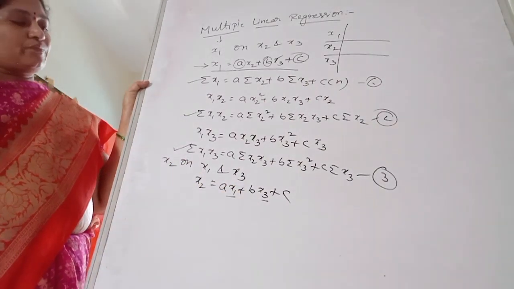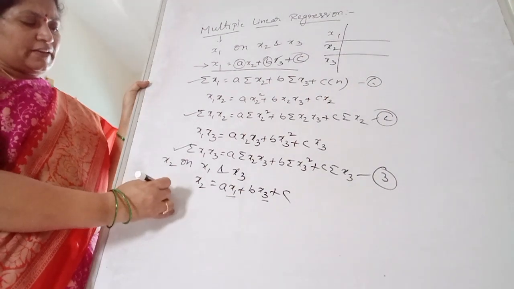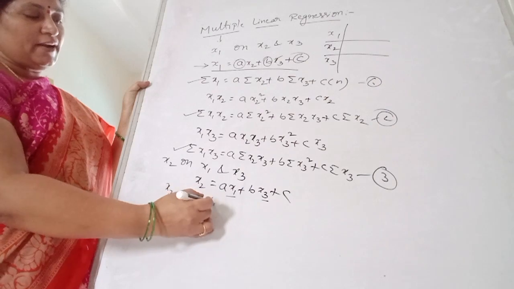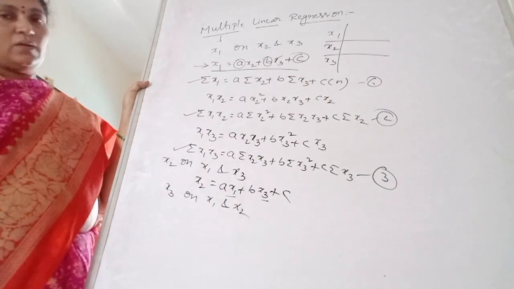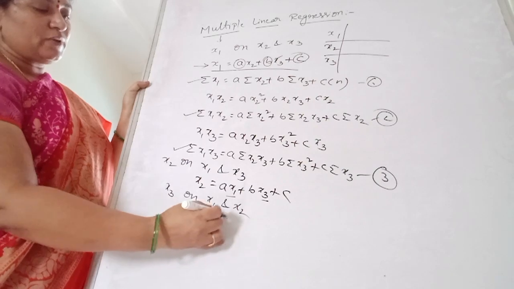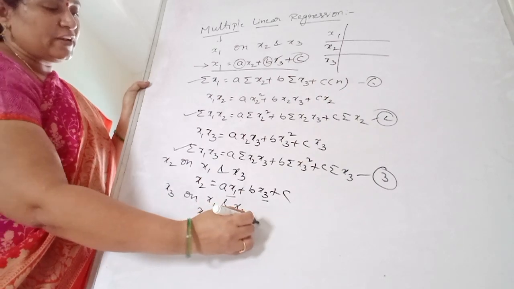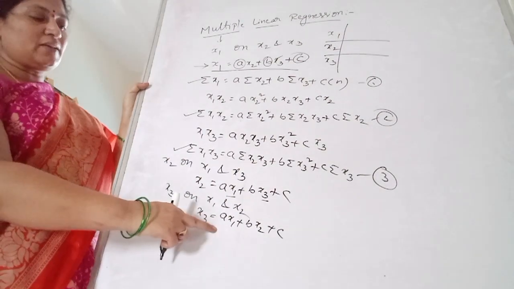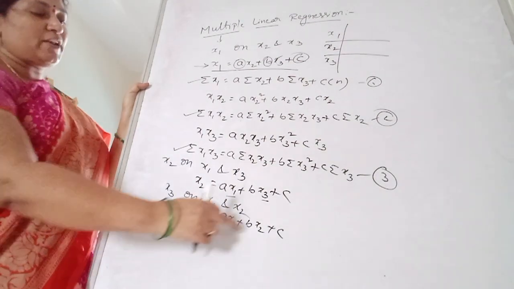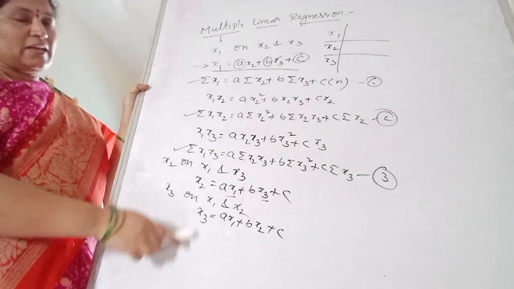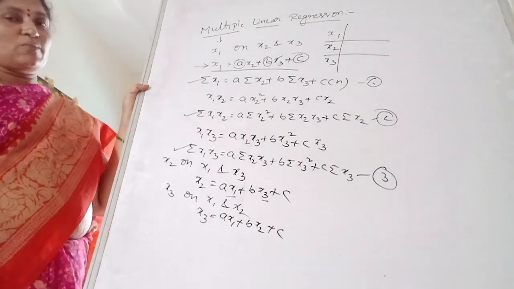In the similar way, the regression line of x3 on x1 and x2. What is the regression line of x3 on x1 and x2? x3 is equal to a into x1 plus b into x2 plus c. This is the relationship between x1, x2, x3. Here x3 is dependent on x1 and x2. First we are taking the summation on both sides. That is one of the normal equations.